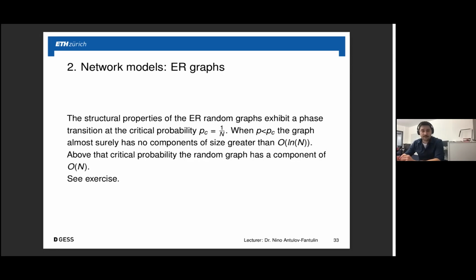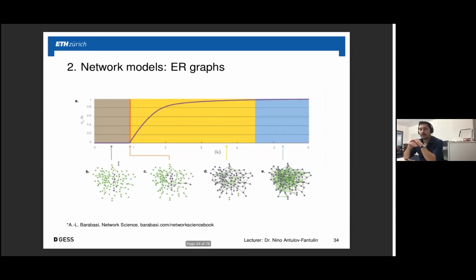Now the structural properties of this type of networks exhibit something that's called a phase transition, meaning when we are changing a certain parameter, this probability of connecting. When this probability of connecting is below a certain critical one that we call PC, then the graph almost surely has no components that are greater than the logarithm of the size of the network, and above the critical point, it has a component of size n. So if you check how it would look here, on a critical, below it, you are having a lot of disconnected components, and afterwards here the giant connected component starts to emerge.